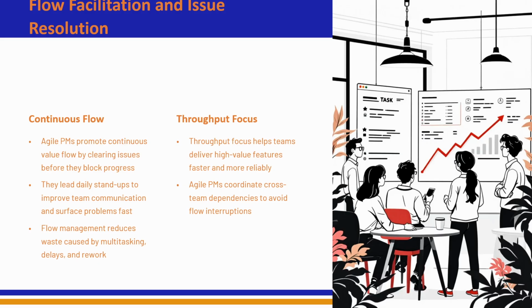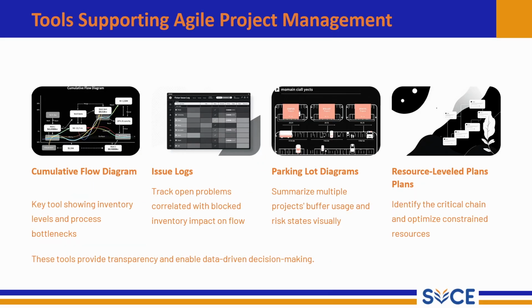Agile project managers coordinate cross-team dependencies to avoid flow interruptions. Sometimes work gets delayed because one team is waiting for another team. Agile project managers coordinate between teams to make sure the dependencies don't stop the progress. In simple terms, Agile project managers keep the work flowing and fix issues fast so the team can deliver value continuously. And next slide, the tools supporting Agile project management.